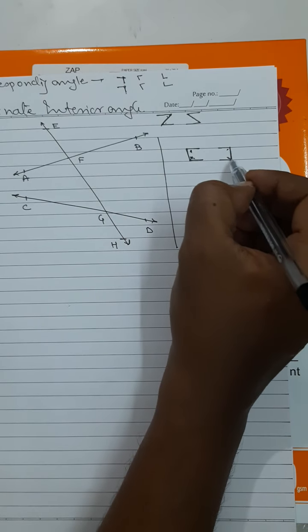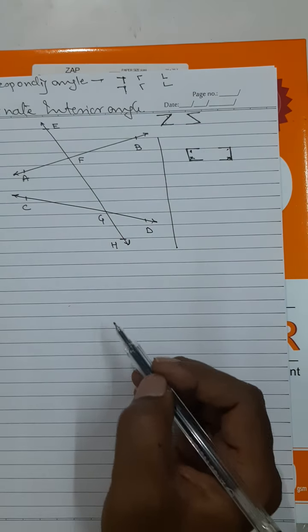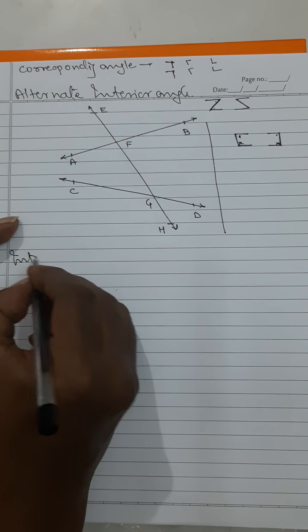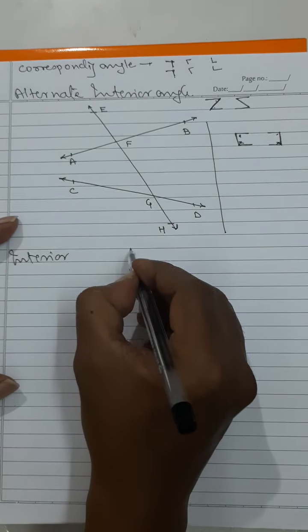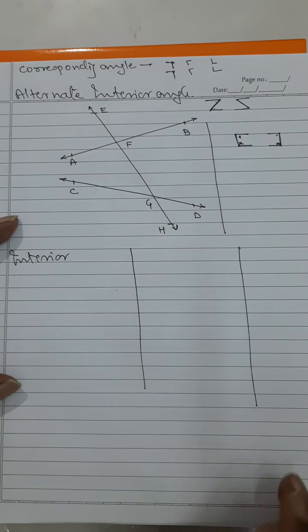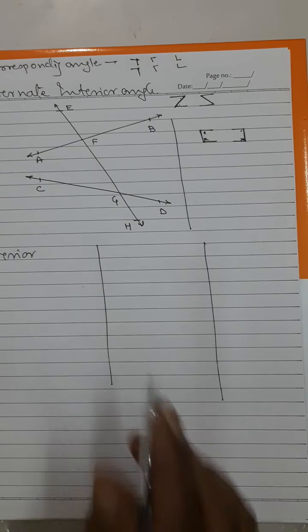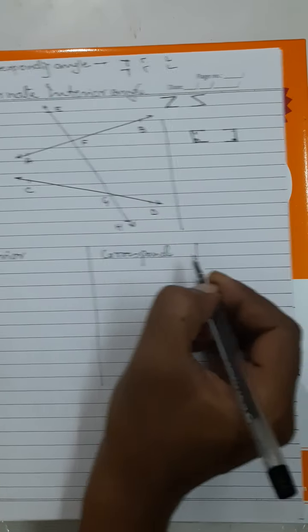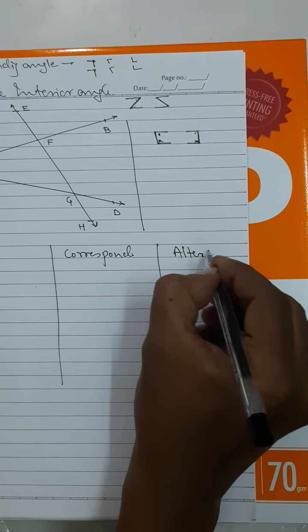These two are interior angles. Okay, so here, if I have to consider interior, corresponding, or alternate, I am going to consider all the three together.